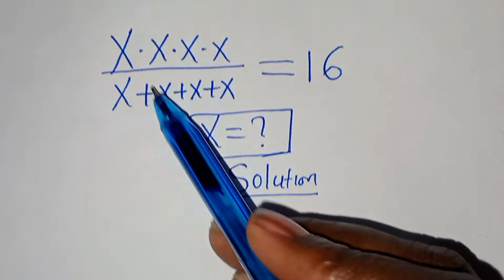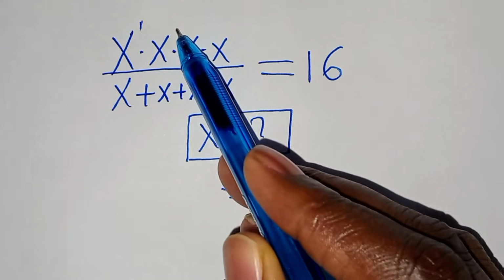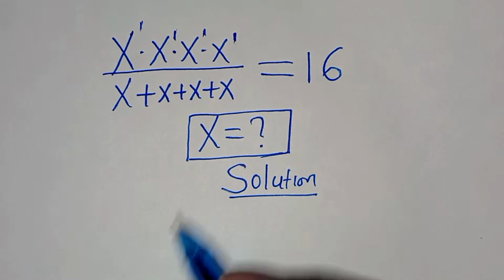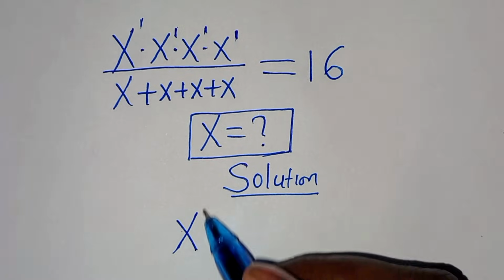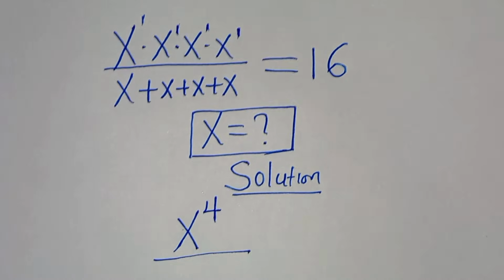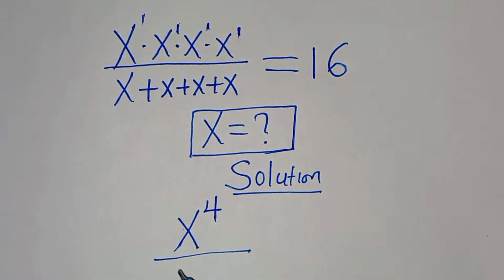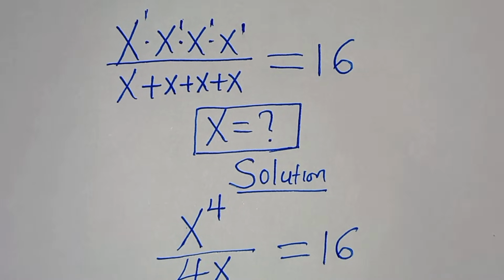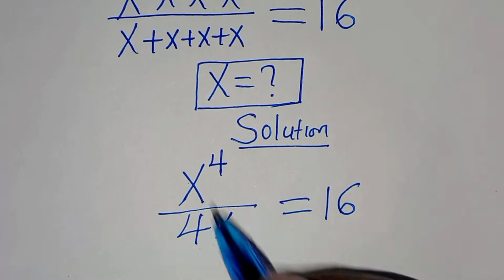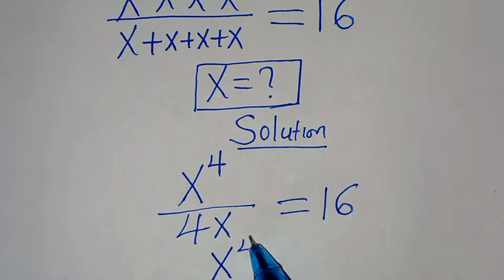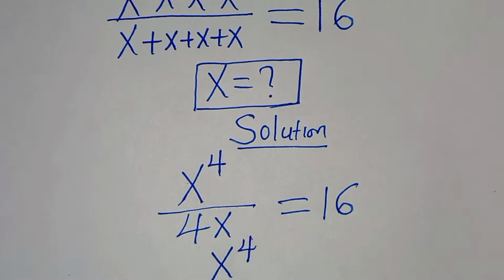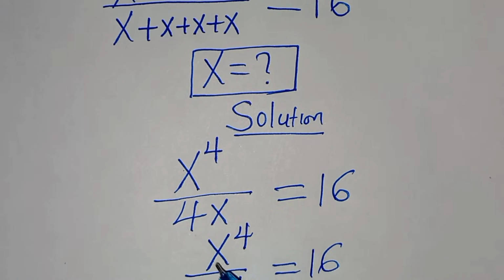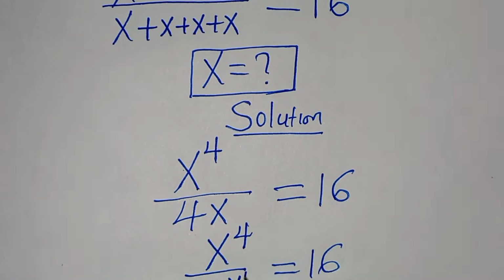Now we have that this is x raised to the power of 1 times x to the power of 1 times x to the power of 1 times x to the power of 1 here. So this is x to the power of 4 divided by x plus x plus x plus x, which is 4x. This is equal to 16. Now this is the same thing as x to the power of 4 divided by 4 multiplied by x, equal to 16. x to the power of 4 divided by x is x to the power of 1.